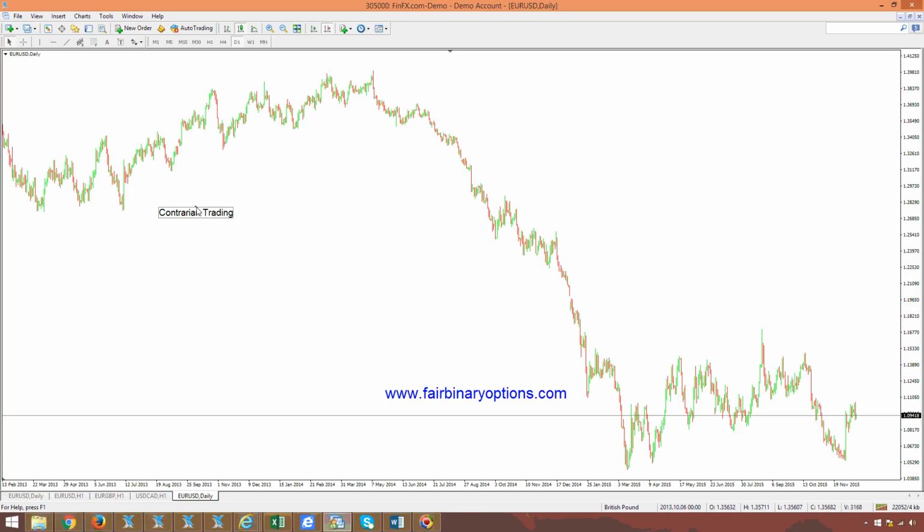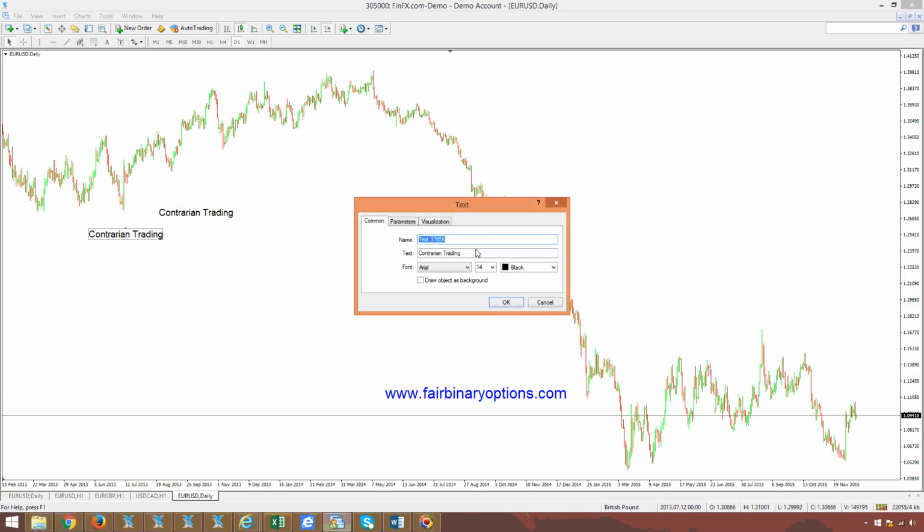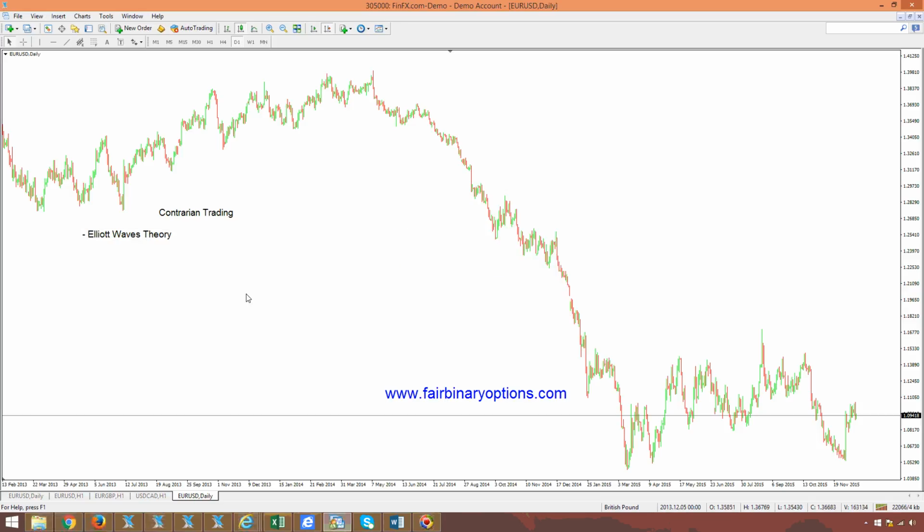This contrarian trading can be made using two different things. First of all, Elliott Waves theory. Why Elliott Waves theory? Because Elliott Waves theory allows you to have an educated guess regarding the end of a potential move. So what does it mean? Well, let's take the classical impulsive move in Elliott Waves.